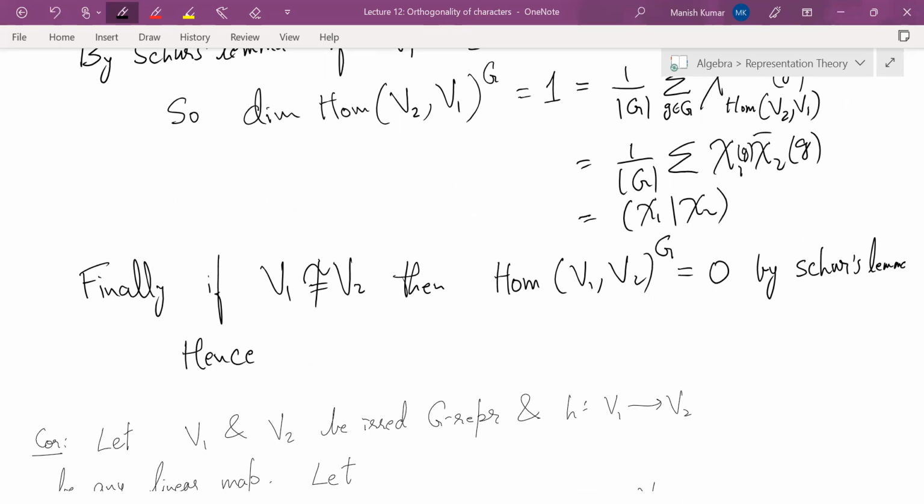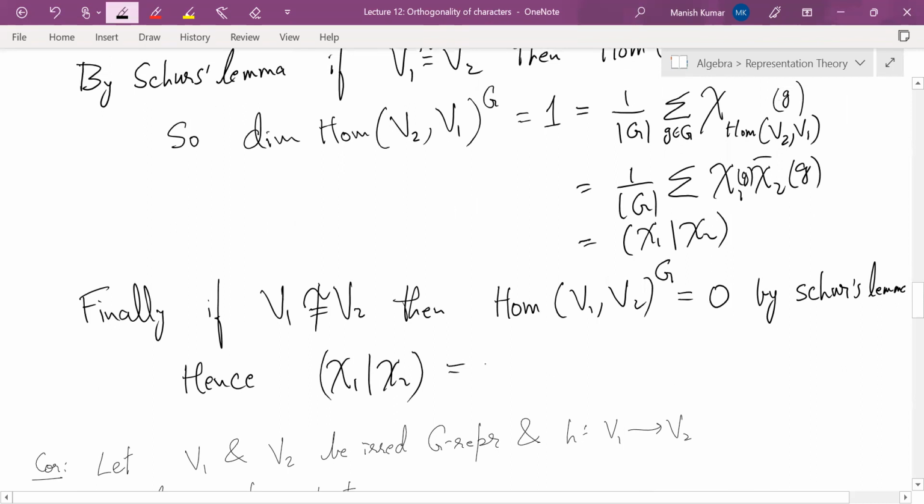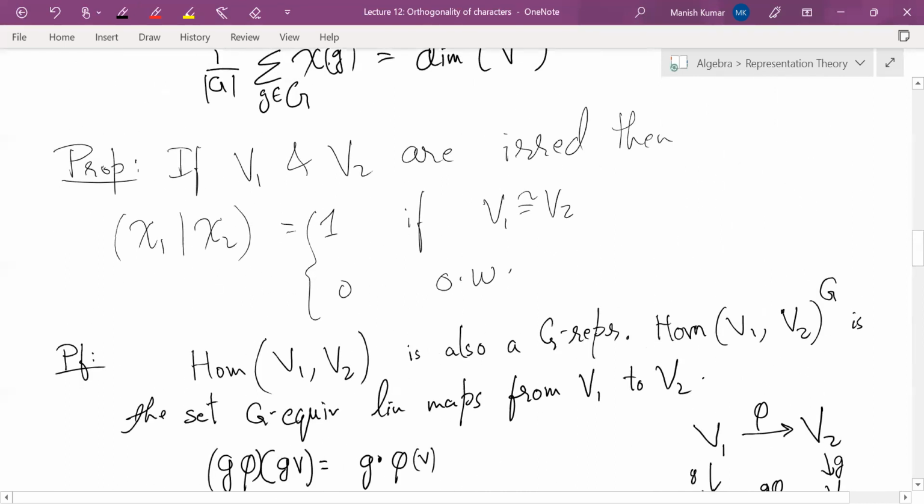Hence, this pairing of chi1 and chi2, by this formula, if you trace it, is the same as the dimension of Hom(V2, V1)^G, which is 0. Okay, so that completes the proof of this proposition, which was the orthogonality of the two characters. Any questions?